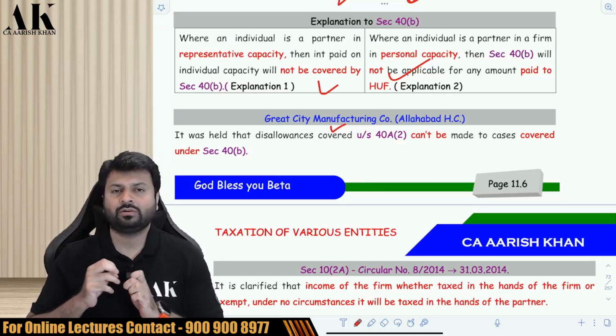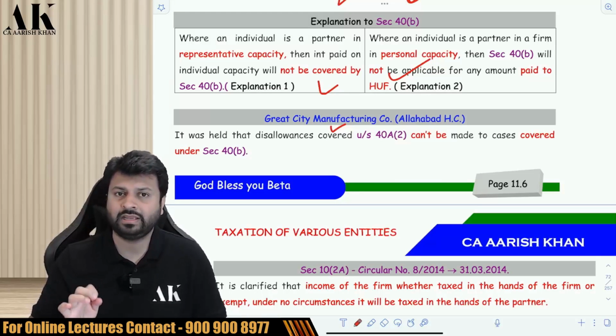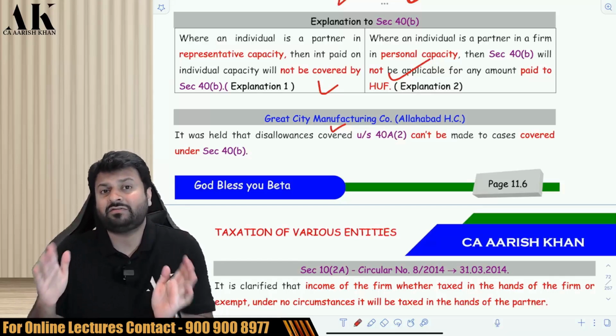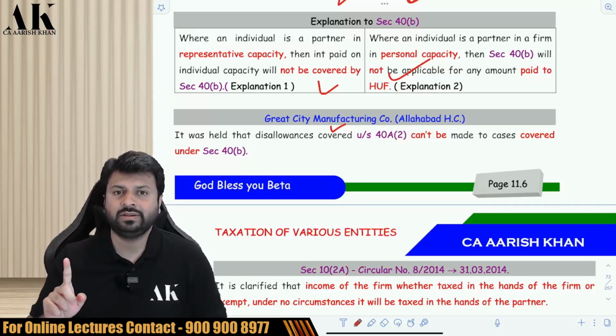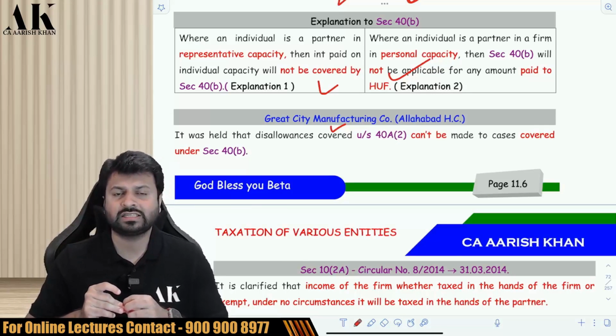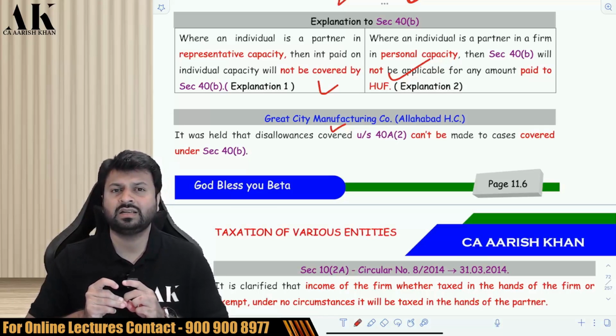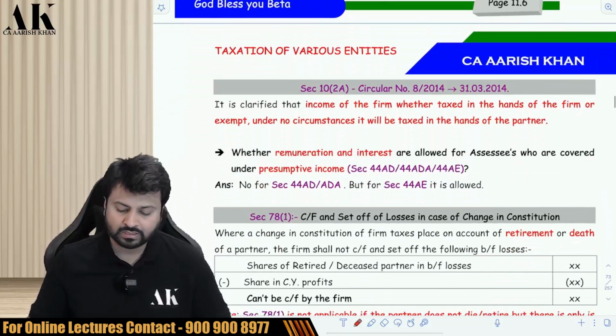So the Allahabad High Court has held that if the assessee fulfills the conditions mentioned in 40B for paying remuneration, then the remuneration shall be allowed if it is within the limits of 40B. You should not see 40A(2). It means the provisions of 40B will override the provisions of 40A(2). You cannot get into the transaction value and the market value of each and every remuneration which is paid to the partner. You have to give the deduction based on the limit set by section 40B. Okay, that is what is mentioned over here.